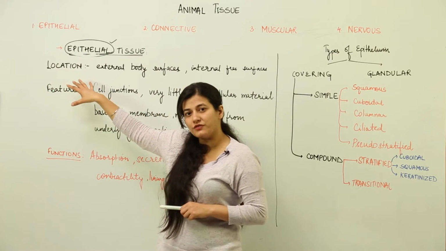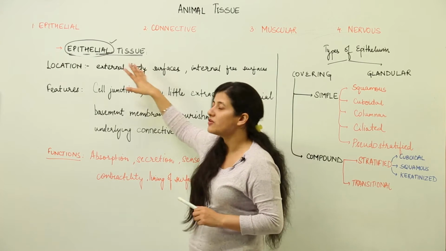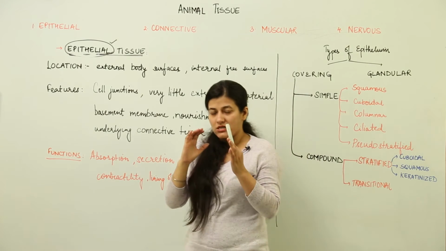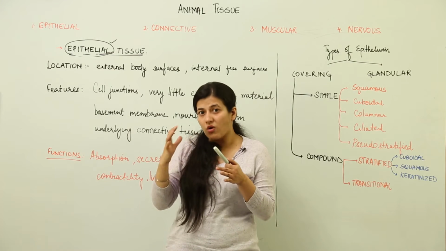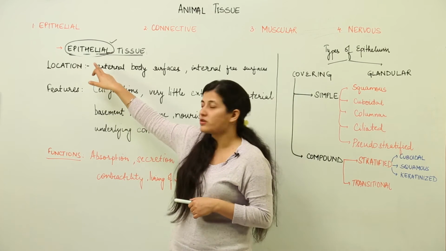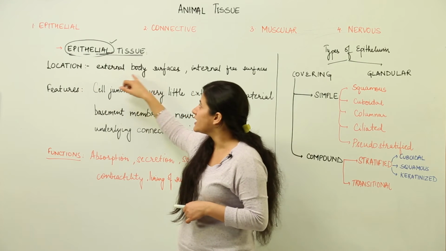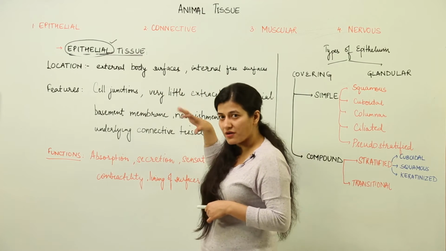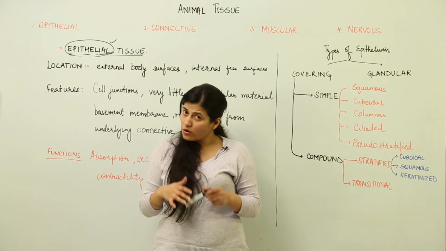So the location of this tissue is the external body surfaces. Say our skin, that is made up of epithelial tissue, and internal free surfaces. You know, our body is hollow, it has many cavities inside it, it has many organs. So all the boundaries that would be formed for any organ would be because of the epithelial tissue present there. So the location should be clear: the external body surfaces, any surface, and the internal free surfaces wherever the body has them, would be lined by the epithelium or the epithelial tissue.